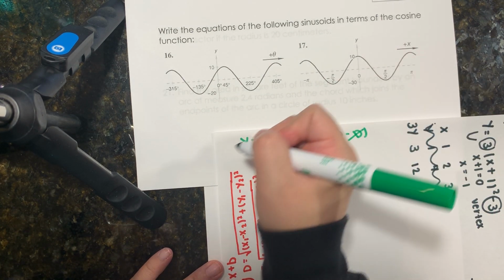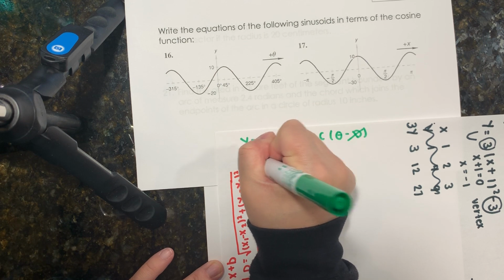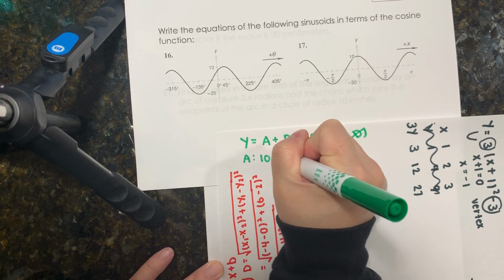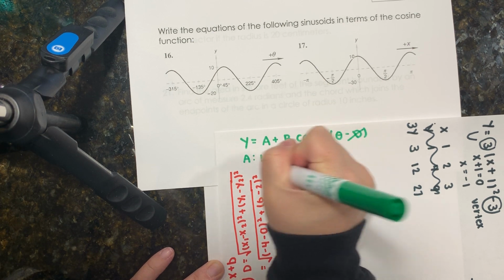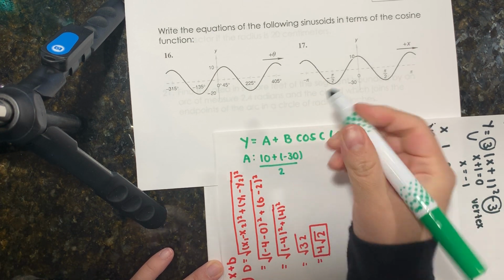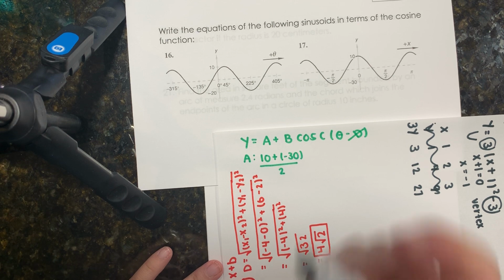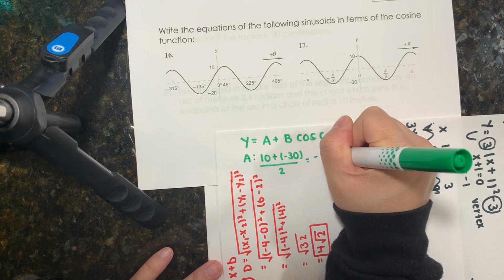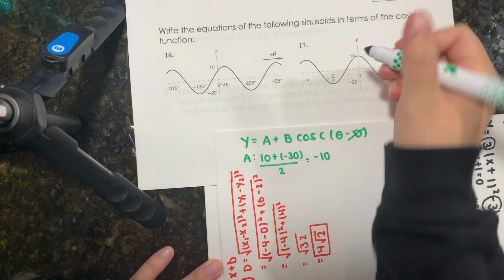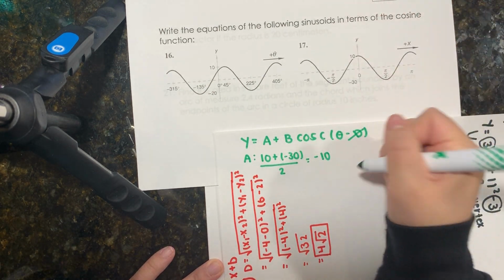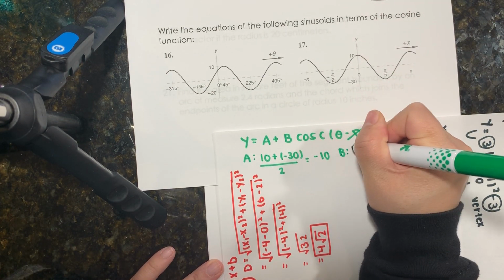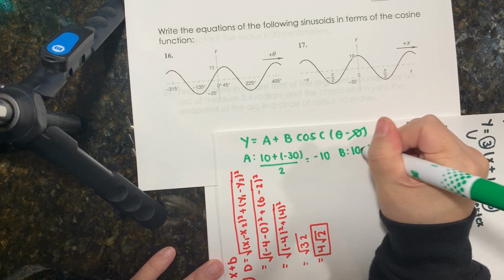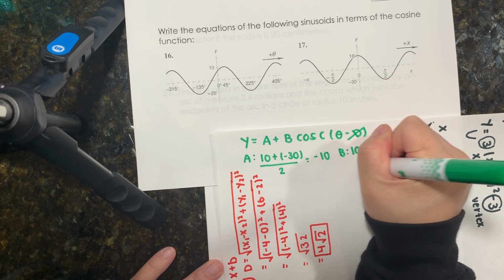To solve for a, you're going to find the midpoint between the top and the bottom number. So it'd be 10 plus -30 divided by 2. So 10 plus -30 would be -20, divided by 2 would be -10. B is the distance between this top point and that -10. So you're going to do top minus whatever that middle value was. So that would be 10 plus 10, which is 20.